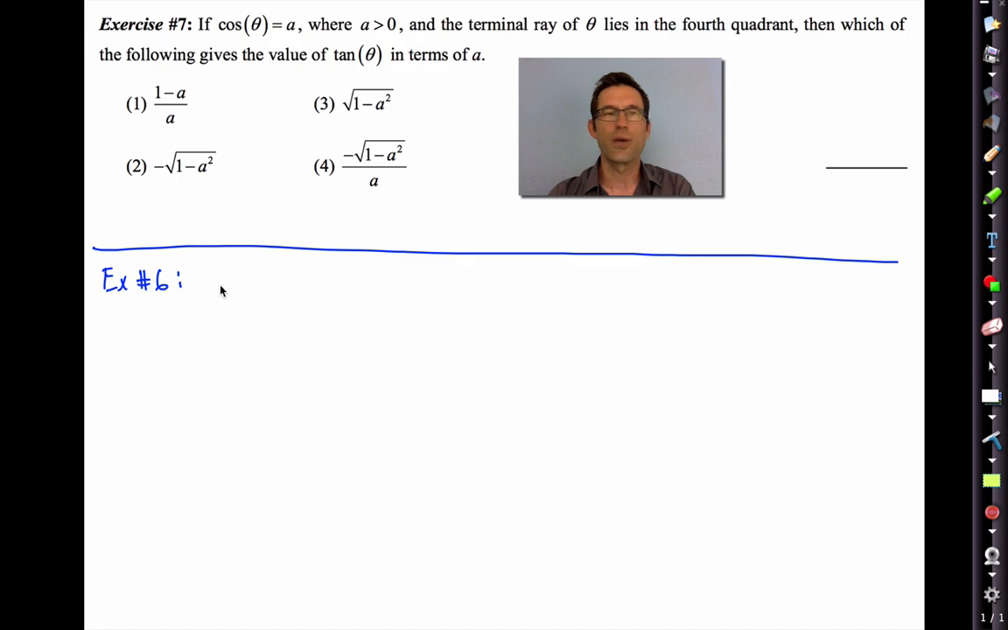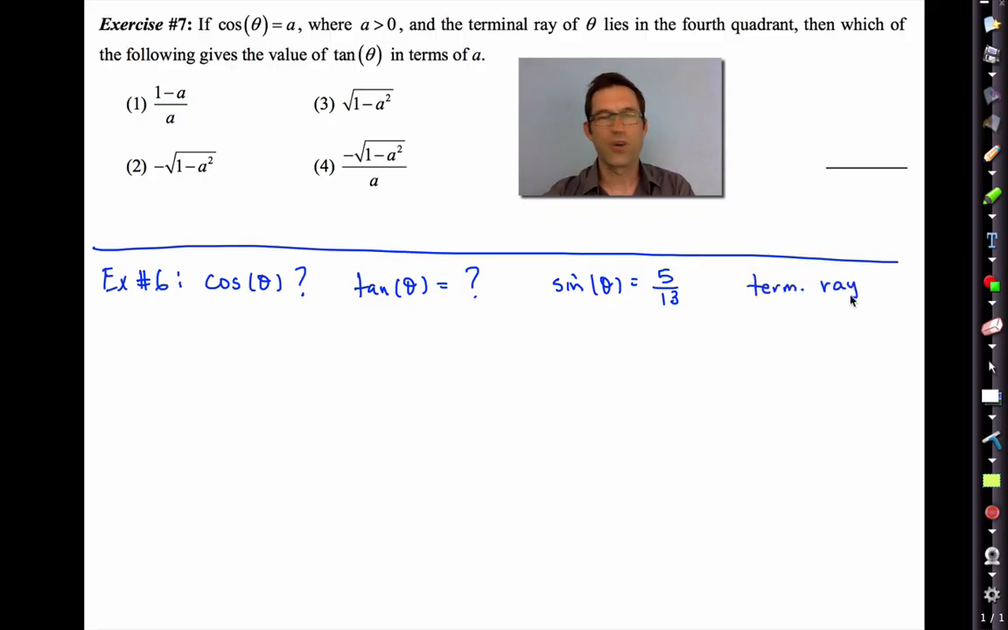Exercise number 6, if you're reading off your worksheet, says determine the value of cosine theta. So I want to know the value of cosine theta and tangent of theta. I want to know that value as well. If I know that sine of theta is equal to 5/13 and the terminal ray lies in the second quadrant. Second quadrant. So I got this angle whose terminal ray lies in the second quadrant. All right, and I want to know what the values of cosine and tangent are based on the fact that I know the value of sine.